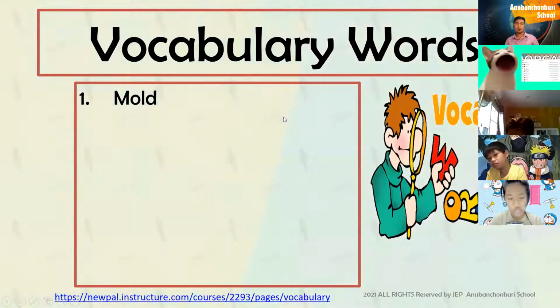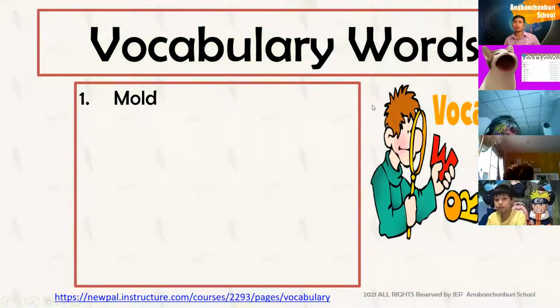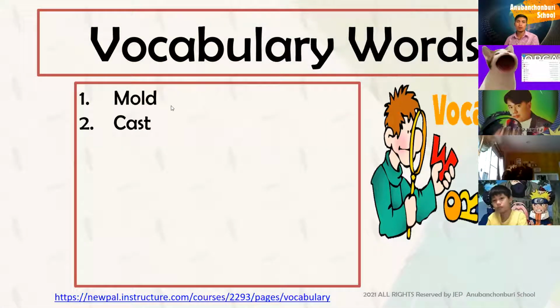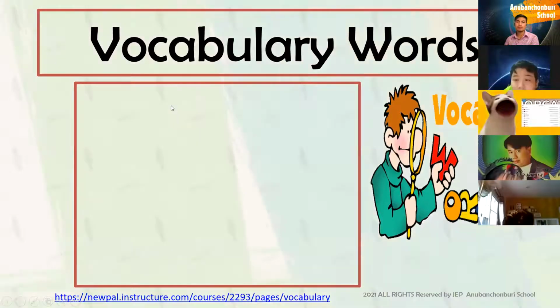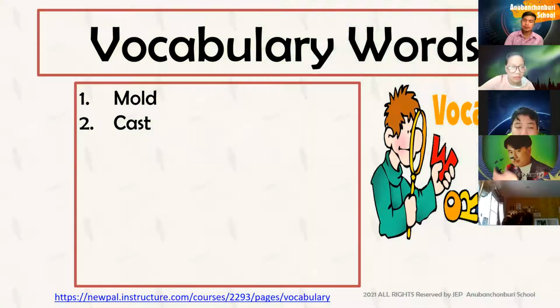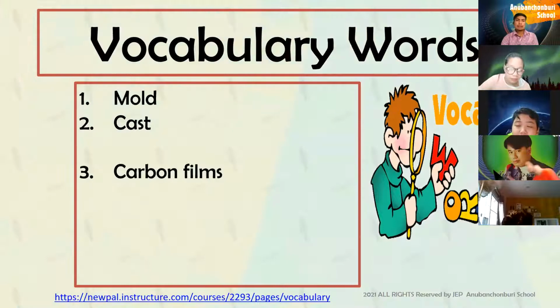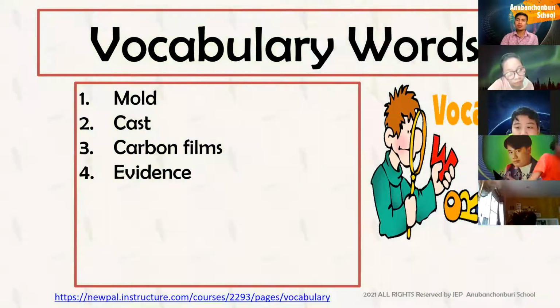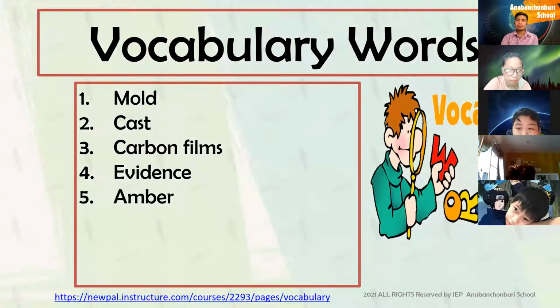Okay, at this point in time, boys and girls, I would like you to turn on your camera and turn on your microphone also. And I want you to read all the words here. Number one is mold. Can you read it? Mold. Okay. Number two, cast. Cast. Number three, carbon films. Carbon films. Number four, evidence. Evidence. Amber.